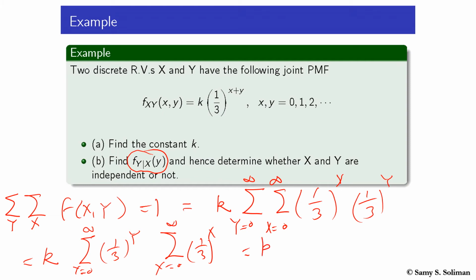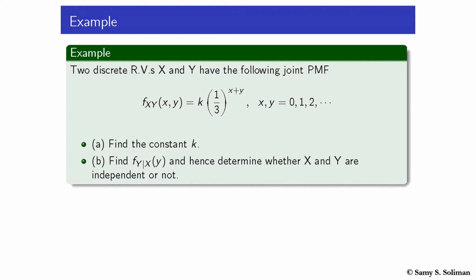So that is k, and this is 1 over 1 minus a third, which is 2 over 3, and the other one is similarly the same. Since this should be equal to 1, that means that k is equal to 4 over 9. So again, the main idea here is to make sure that the PMF is valid. What is the value of the constant that guarantees that the PMF is valid, which means that the summation of this joint distribution over all the values of x and all the values of y is equal to 1.